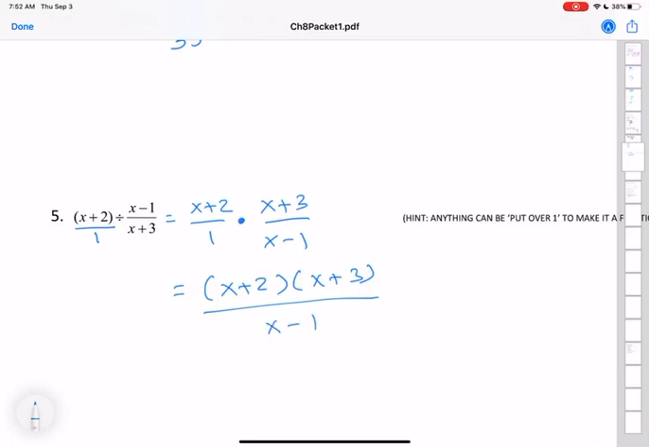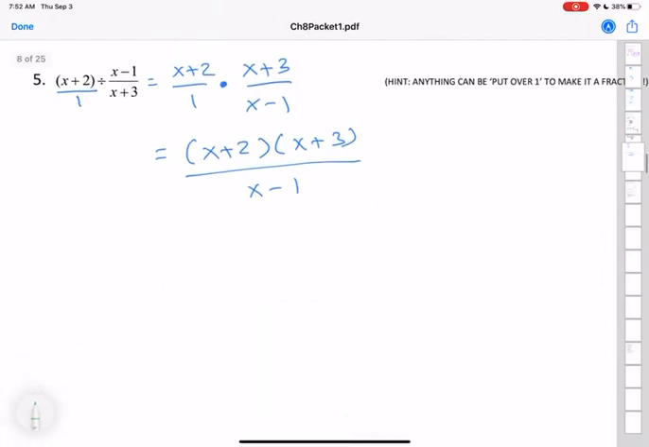Again, some people want to start FOILing this out, but since all things are multiplying, we do not worry about it. If we had some crazy problem where we ended up with a plus 2 way out here, we would want to FOIL it because it's not all multiply because of this adding, but we do not have that in this case. So here we are totally done.